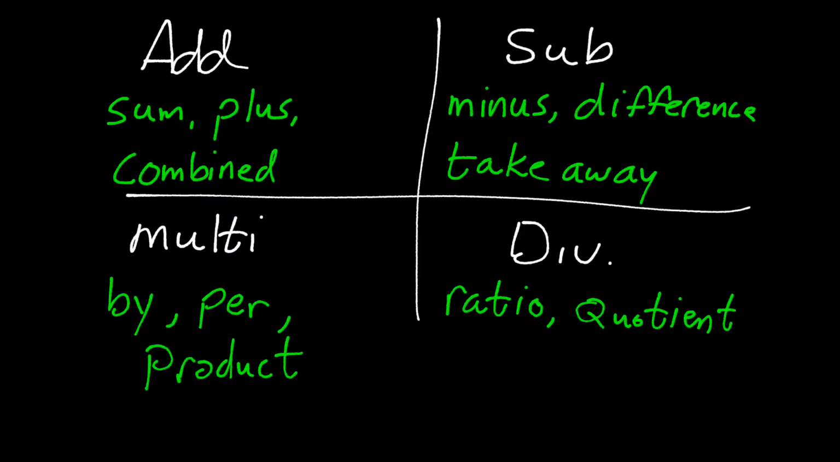Lastly, for division, you could see ratio or quotient. Or if the problem is involving two quantities or a variable and a constant, and they're trying to find a relationship between them, I don't have a really good word to put for that, that could imply division as well. So it's basically, you need to read them carefully, see what the problem is asking, and then try to come up with something that makes sense.